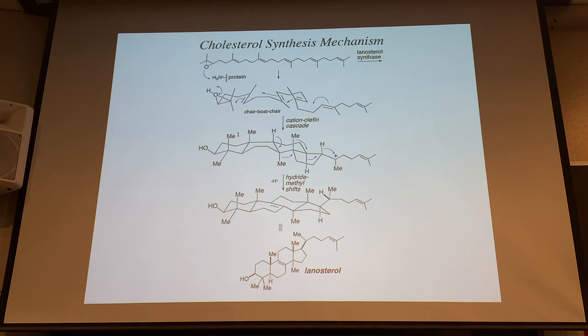Okay, now they're not perfectly synchronous. It is stepwise to some degree. But you have this ring forming right here. That's the A ring. And then you have this ring here, which will become the B ring. And then you have this next ring here. And these are all just cations that are formed from a cascade type reaction, called a cation-olefin cascade reaction. And you get to here. Now it kind of stalls at this point, and then there's a series of hydride shifts and even methyl shifts all across the framework here. And then it gives this molecule right here, which is lanosterol.